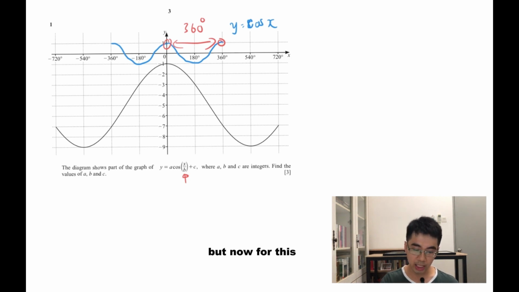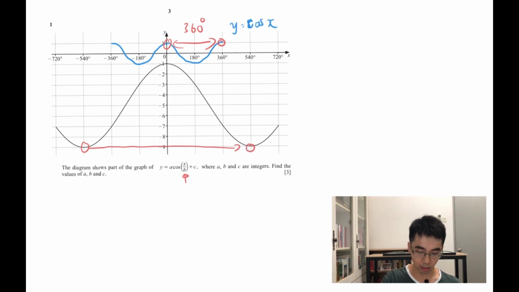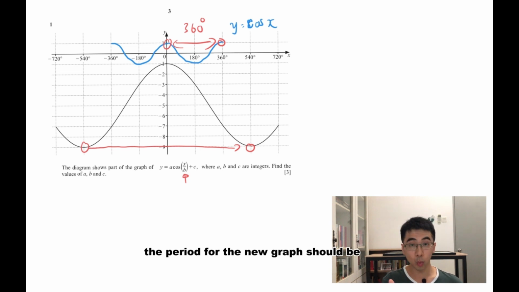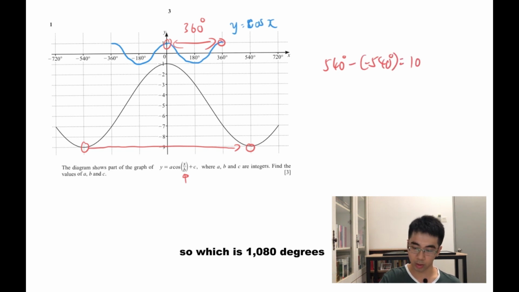But for this new graph, we don't have two maximums, right? So we can do the other way, which is using the minimum. Actually, between these two minimums, we can also find the period. So you can see that the period for the new graph should be 540 degrees minus negative 540 degrees, which is 1080 degrees. But the original one is 360 degrees, right?